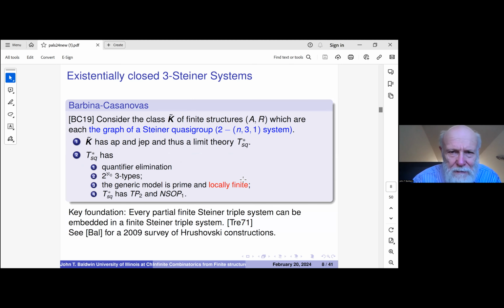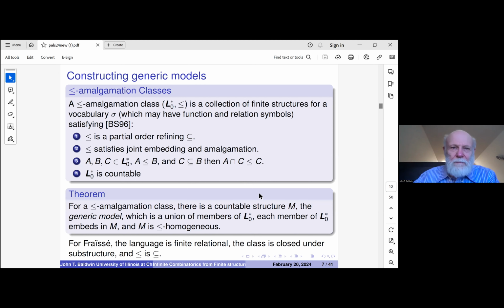So what I mean by a strong, or less than or equal to, amalgamation class is this. You have a class of finite structures for some fixed vocabulary, which may have functional and relation symbols, satisfying the following. This strong order is a partial order that refines containment. It satisfies joint embedding, that is, any two structures have a common strong superstructure, and it satisfies amalgamation.